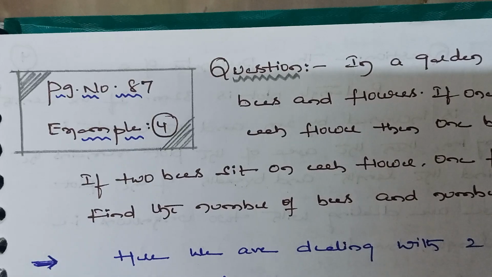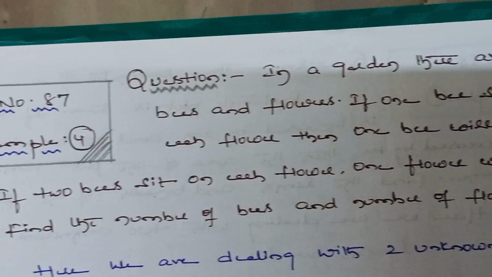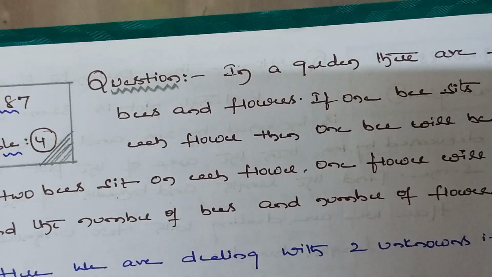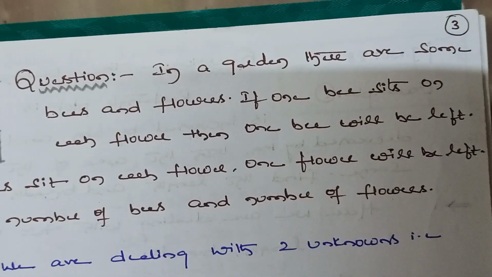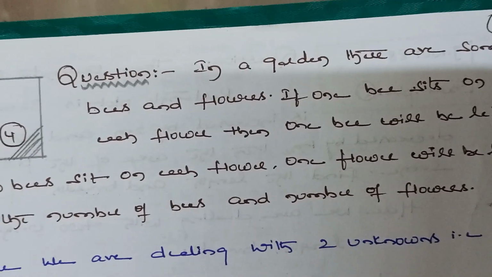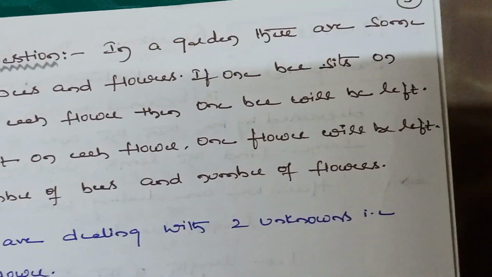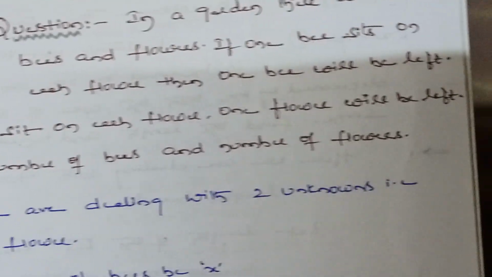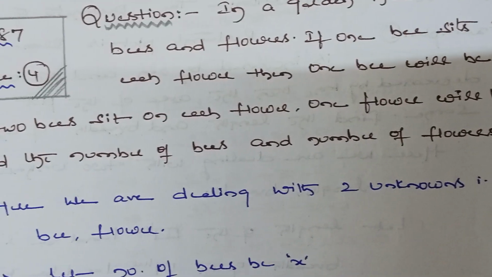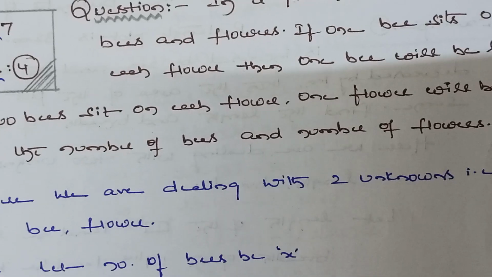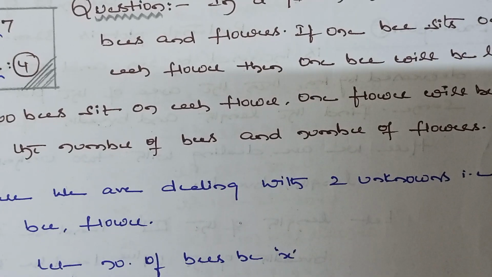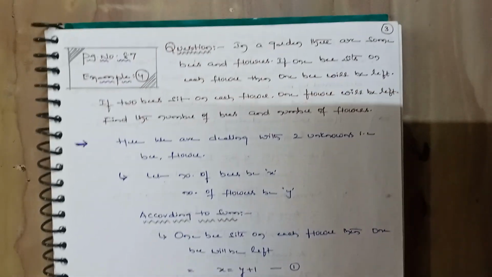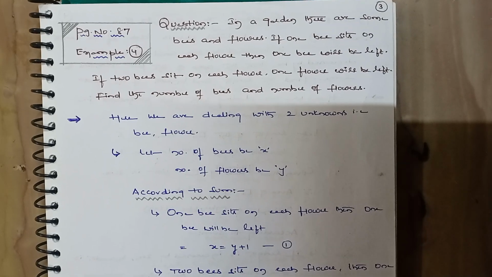So page number 87, example 4. So in a garden, there are some bees and flowers. If one bee sits on each flower, then one bee will be left out. If two bees sit on each flower, one flower will be left out. Find the number of bees and number of flowers.